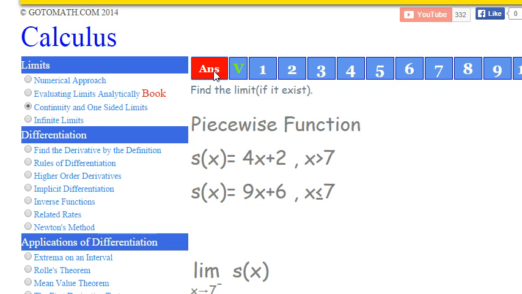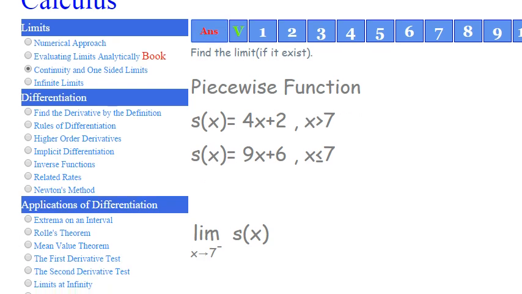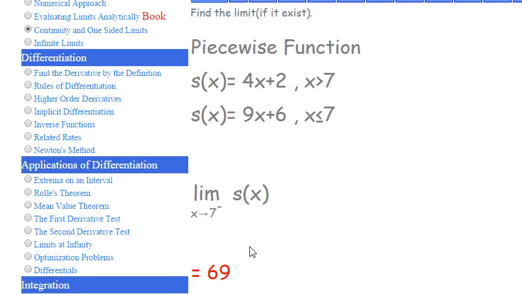And let's see if I actually did that arithmetic in my head correctly. What was that? Did I say 69? Yeah. So there it is. Alright, coming in from the left, we're going to use this guy right here.